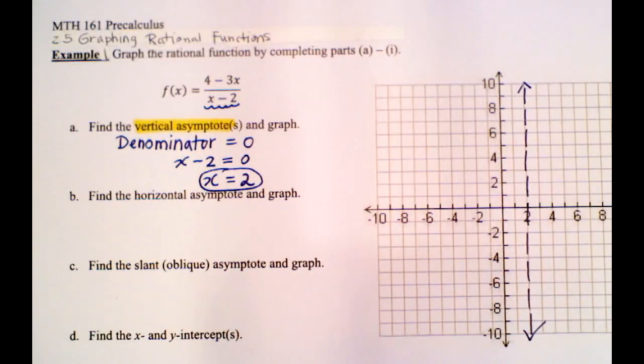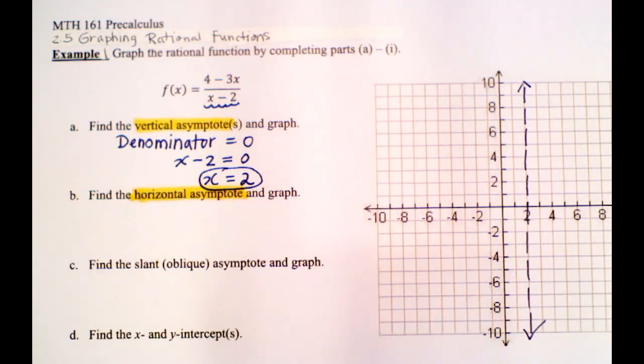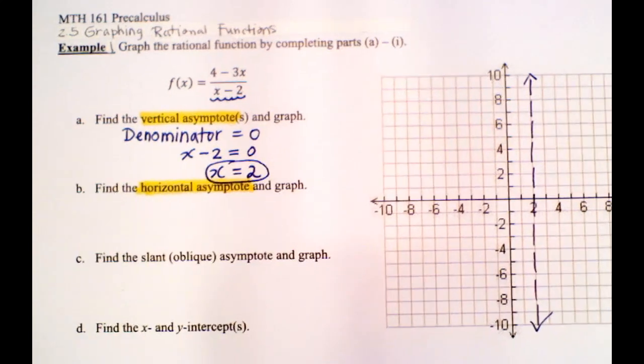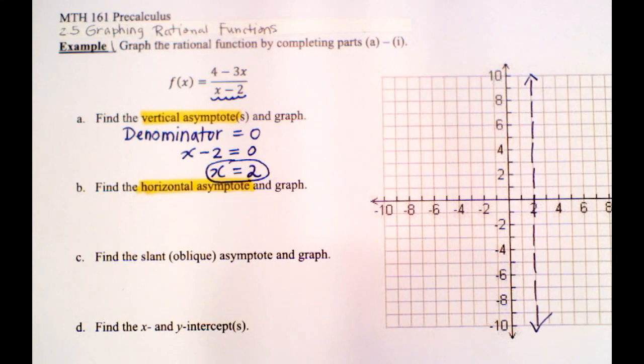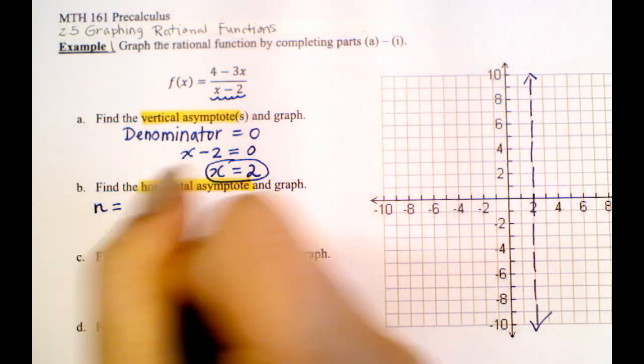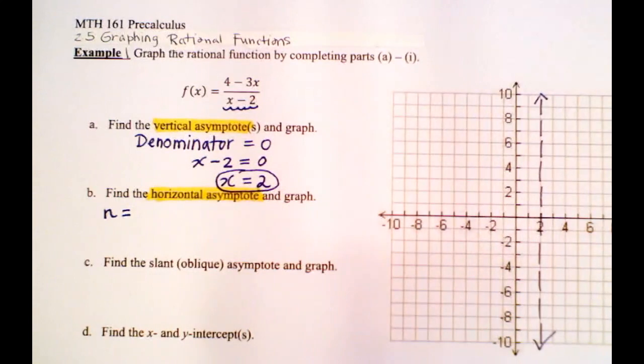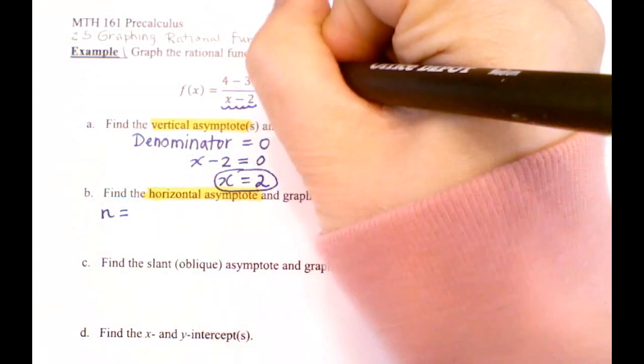Let's look at the next one, the horizontal asymptote. Now remember we did this by 3 different cases, okay? In order for you to find the horizontal asymptote in our class, we looked at the degree of the numerator and the degree of the denominator. So take a look. Degree of the numerator is 4 minus 3x. That's to the first power, right? X to the first power. So degree of the numerator is 1.